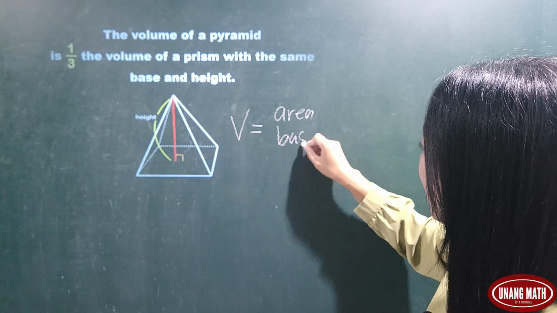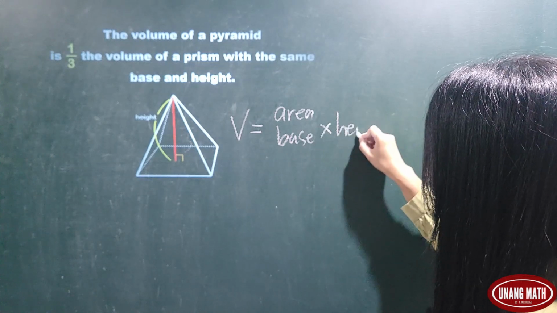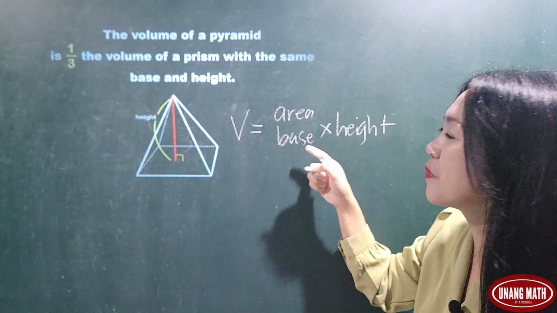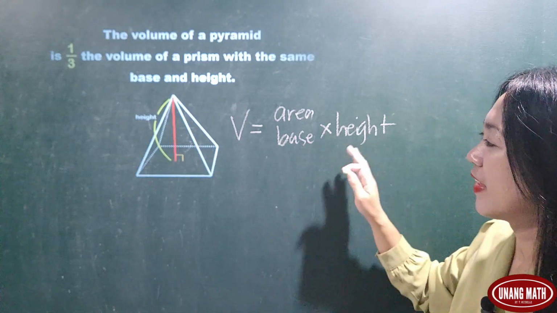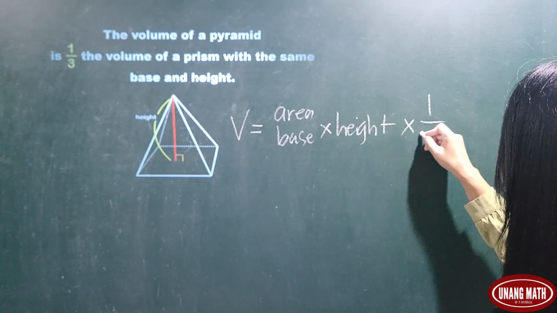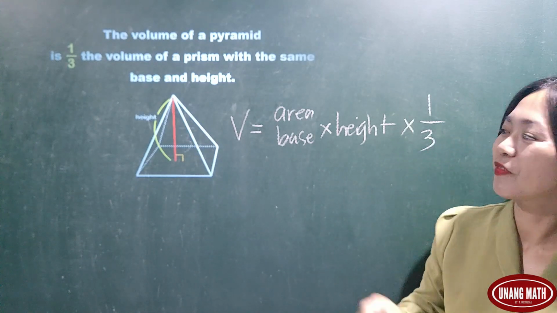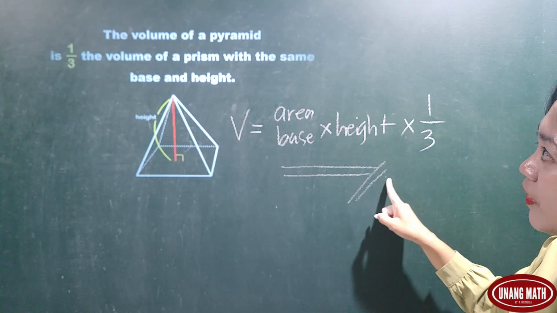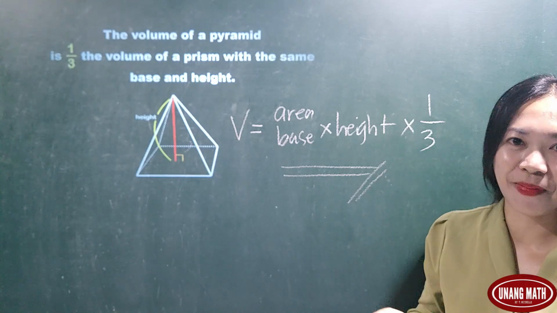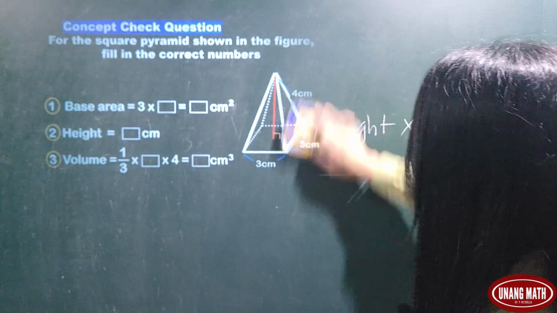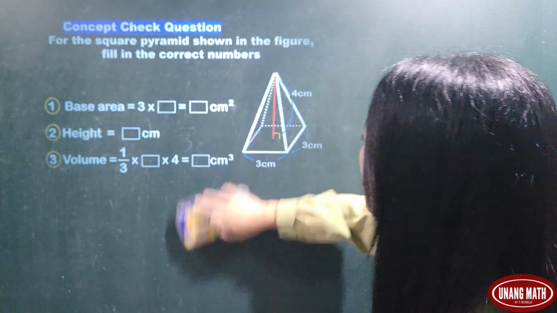Take note, this is our formula to get the volume of a prism. And to get the volume of a pyramid, we just have to multiply this by 1/3. So this is the formula that we will be using to find the volume of a pyramid. This time, let's give more examples by answering this concept check question.